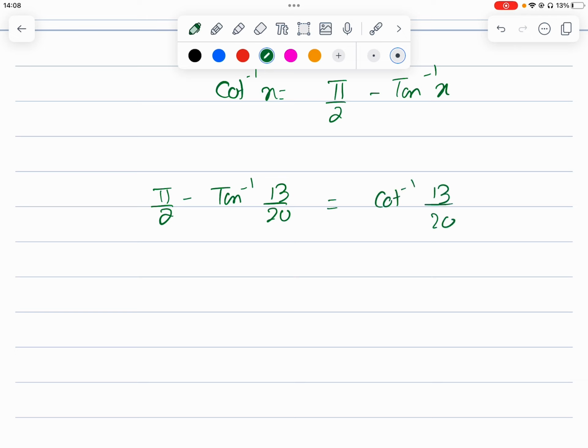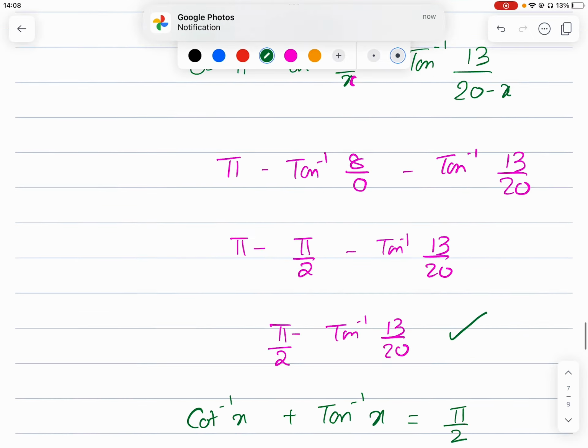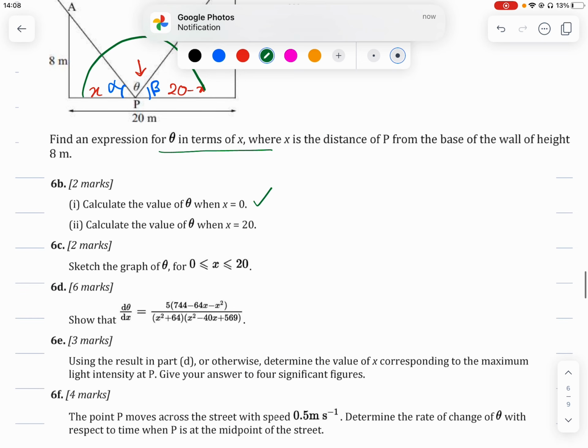And cot and tan are reciprocals of each other, so it can be written as tan inverse of 20 upon 13. When you use a calculator, it becomes 0.994. Cot inverse 13 upon 20 becomes tan inverse 20 upon 13 because they are reciprocal to each other. Next part done.